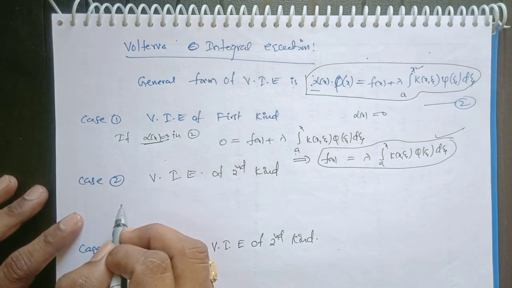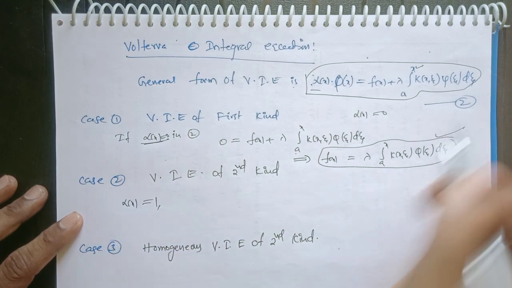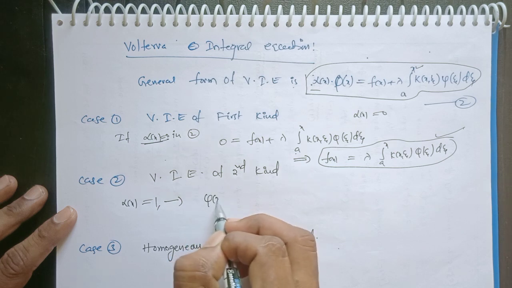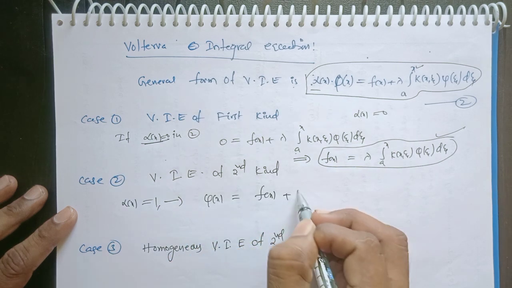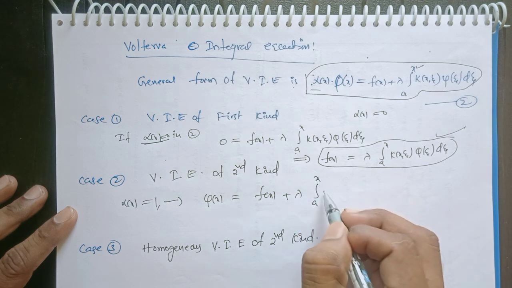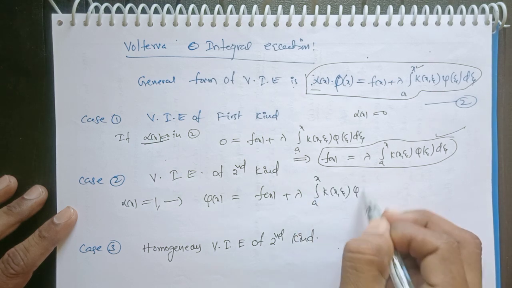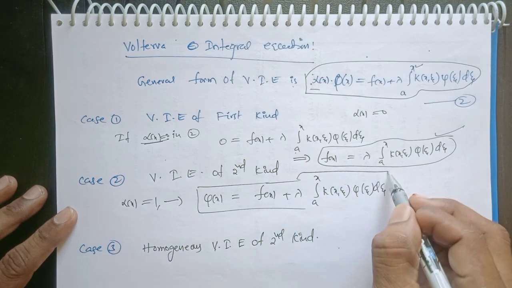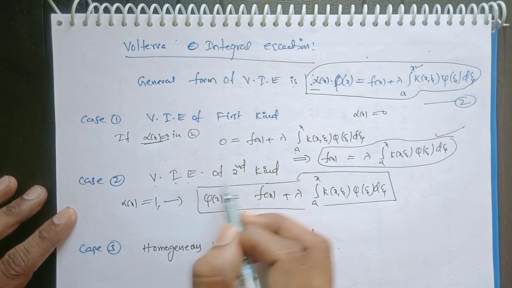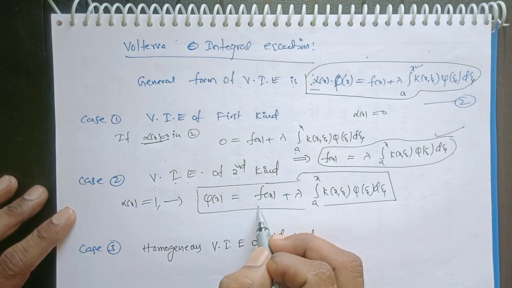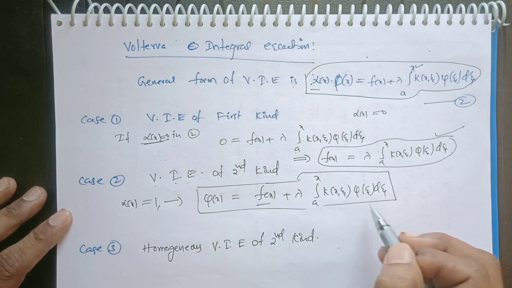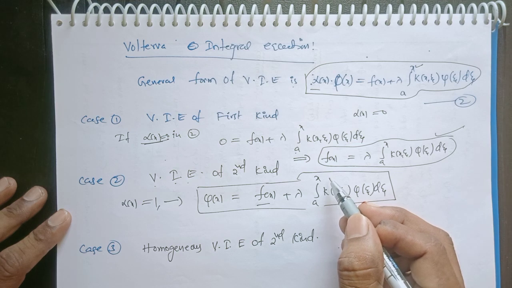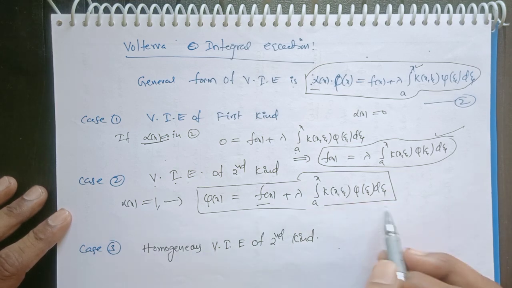If I take alpha x is equal to 1 in equation 2, then we get phi of x is equal to f of x plus lambda times the integral from a to x of k of x, xi phi of xi d xi. This equation is called a Volterra integral equation of the second kind. Here f of x and k of x, xi are the known functions, phi is the unknown function. The upper limit must be a variable.